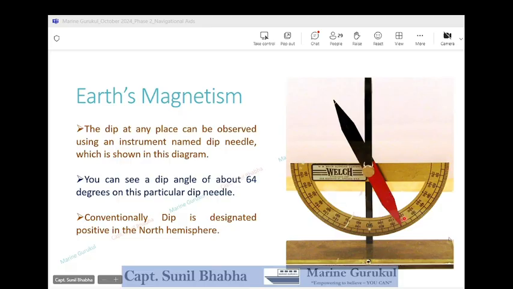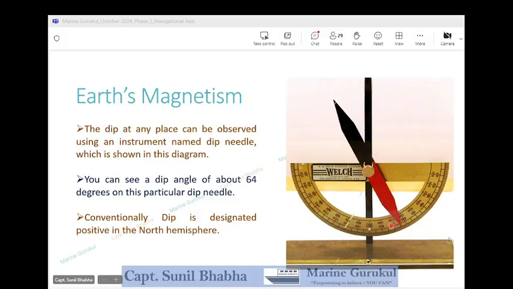There is a scale which is provided. The scale gives us the dip angle. Like right now you can see that the dip angle is being given as, you can see 10, 20, 30, 40, 50, 60. The dip angle which is shown here is close to 64, 65 degrees. The needle is free to swing in the vertical plane.